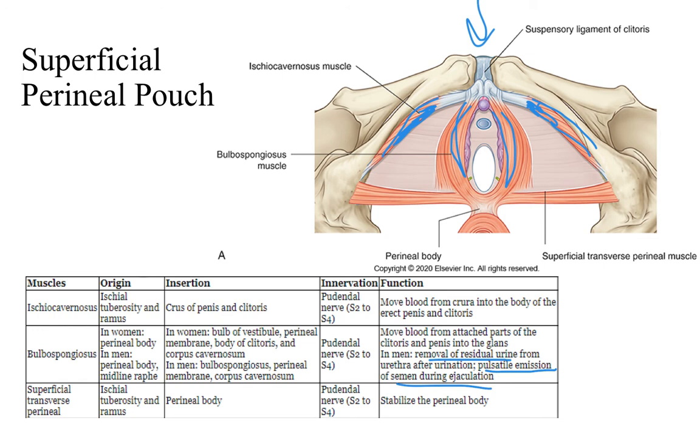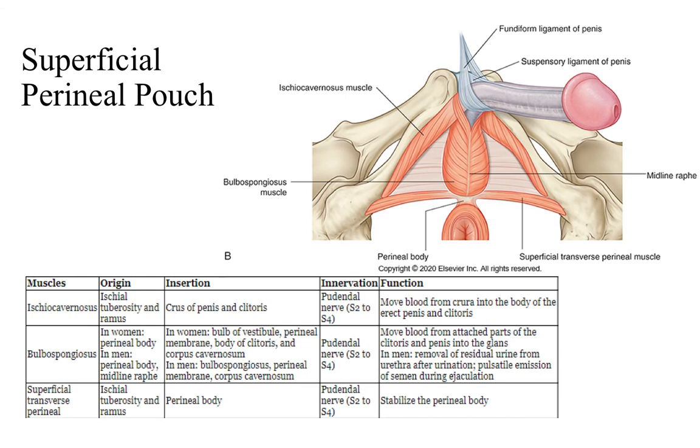And then finally, we have the superficial transverse perineal muscle right here on the posterior border of the perineal membrane. Its job specifically is to stabilize the perineal body, because remember, this is an important structural component for muscles to attach to. So these muscles, attached to the ischium on either side, help to stabilize this perineal body. This picture is just showing you the male right here.